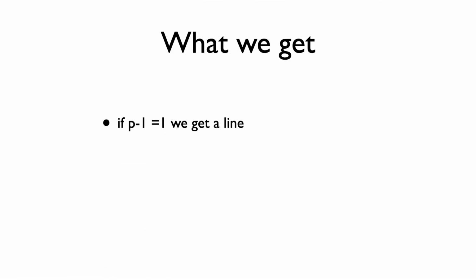So what we get, if we have p minus 1 predictors, we get a line. We just get a straight line, like the regression line we had the other day when we talked about simple regression. Just a straight line with prediction errors. Okay?